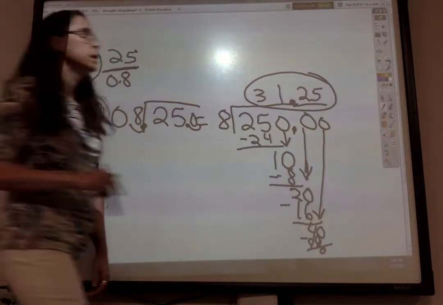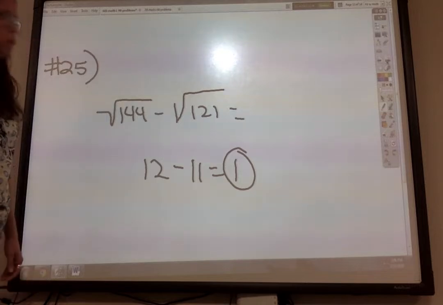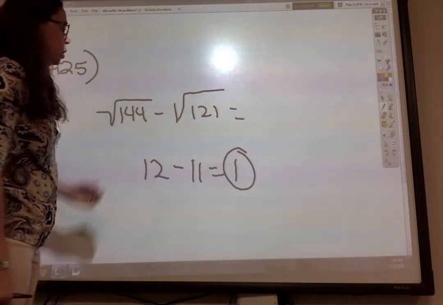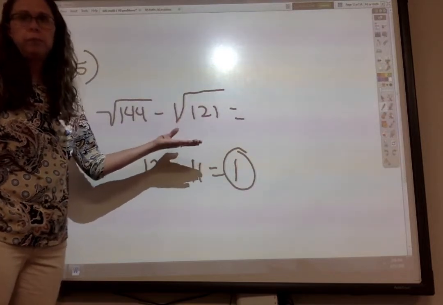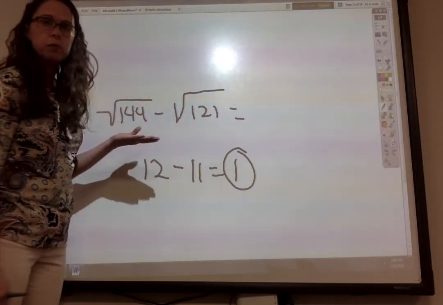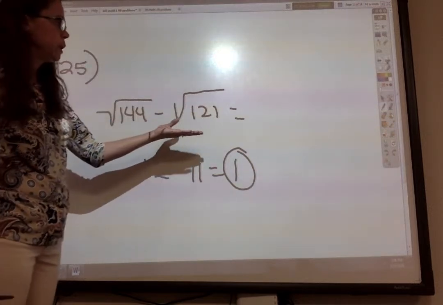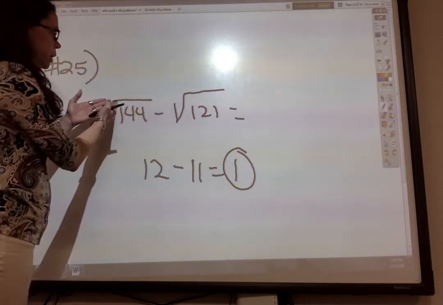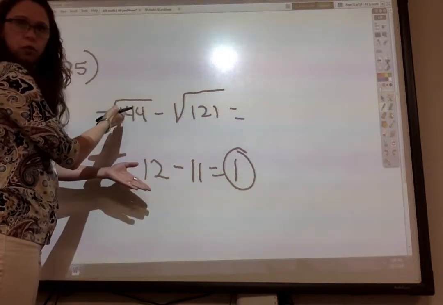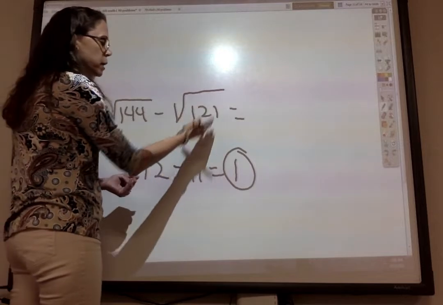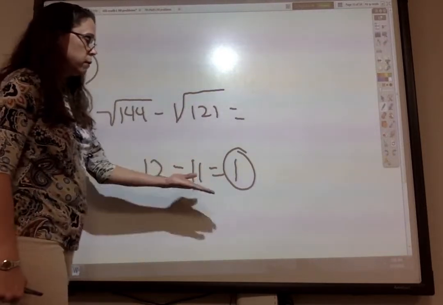Okay? Next. Number 17. We have some radicals now. Okay? Radical 144 minus radical 121. These are also known as square root symbols, remember? Square root of 144 minus the square root of 121. The square root of 144 is 12, because 12 times 12 is 144. The square root of 121 is 11, because 11 times 11 is 121. 12 minus 11 is 1.